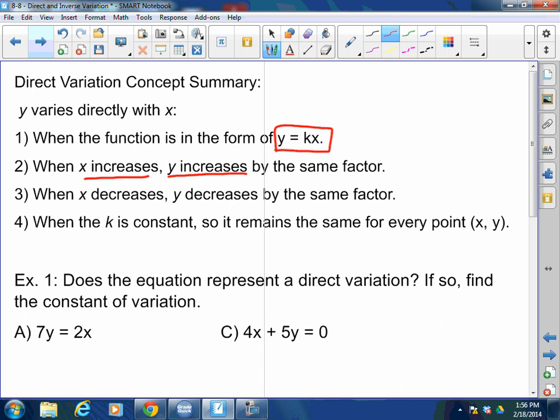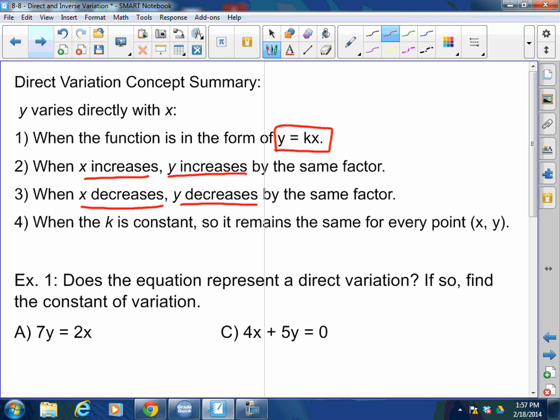Does that make sense, guys? Okay. When x decreases, y decreases by the same factor. And you notice in direct variation, when the k is constant, it remains the same for every point x and y.